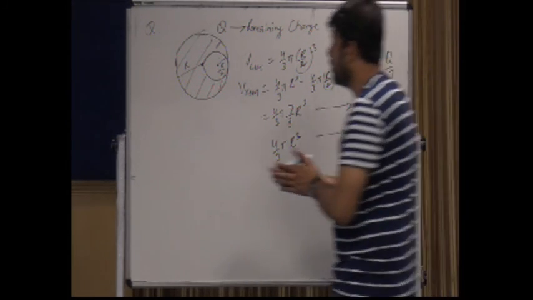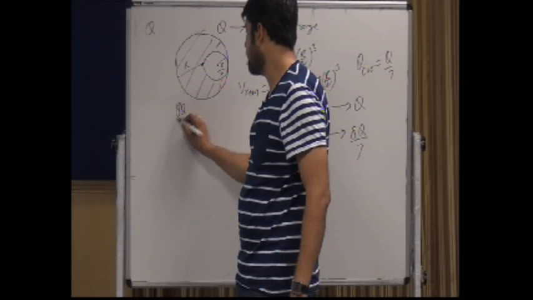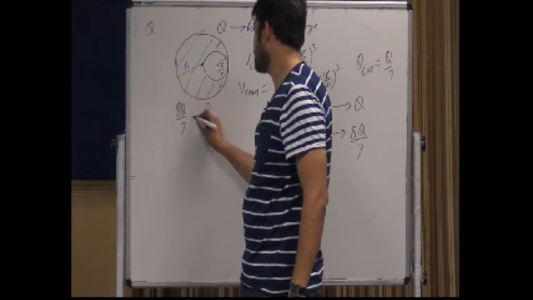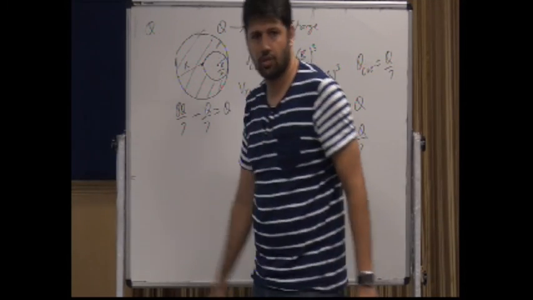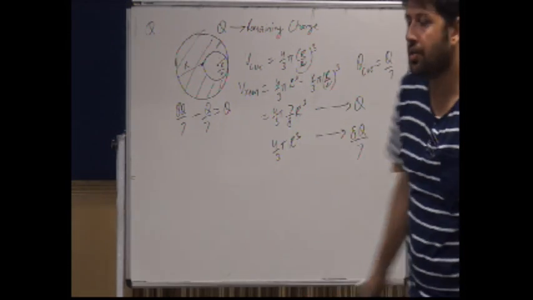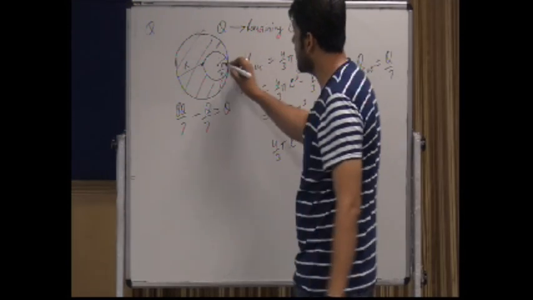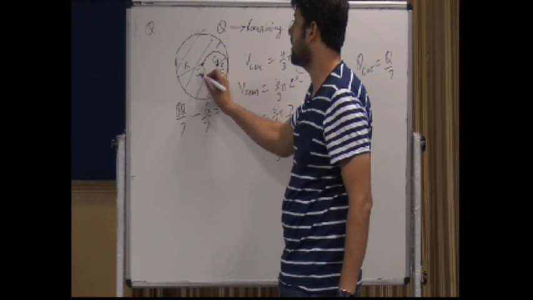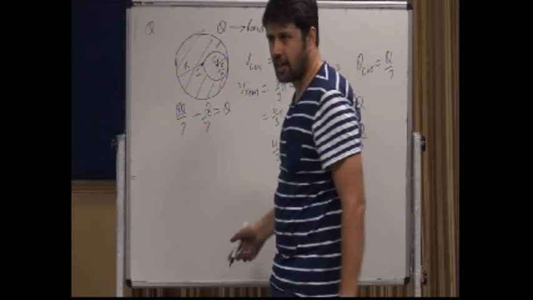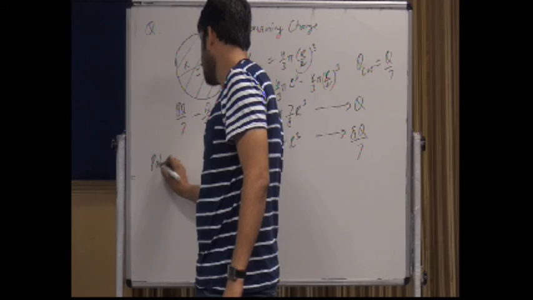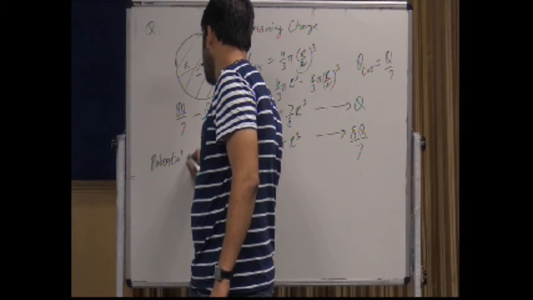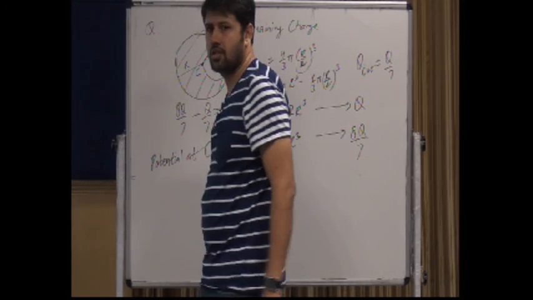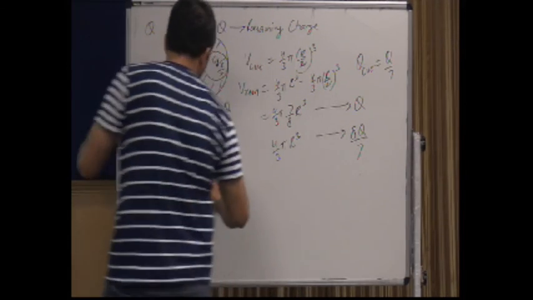So now we know total charge was 8q/7, out of which q/7 was removed, and q is the remaining. Now the question asks the potential at this point. This is the center C1, this is center C. The question asks the potential at C1.